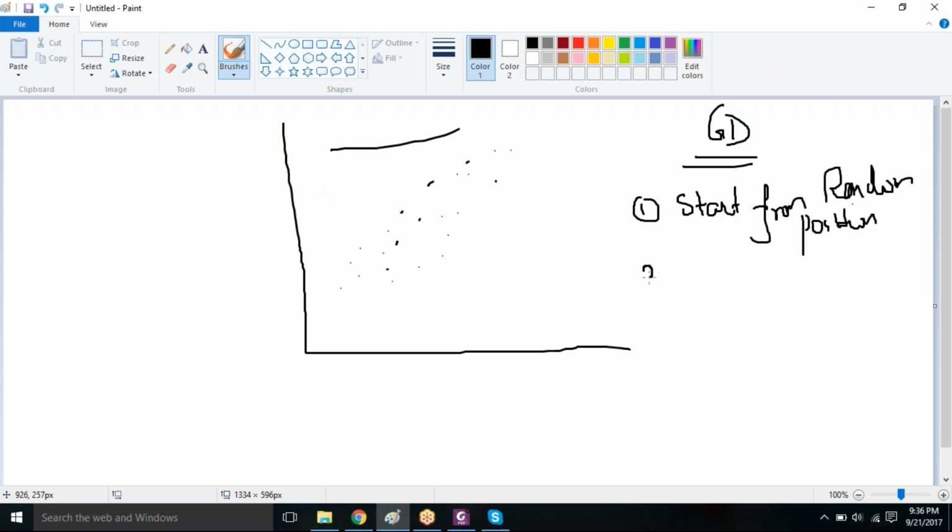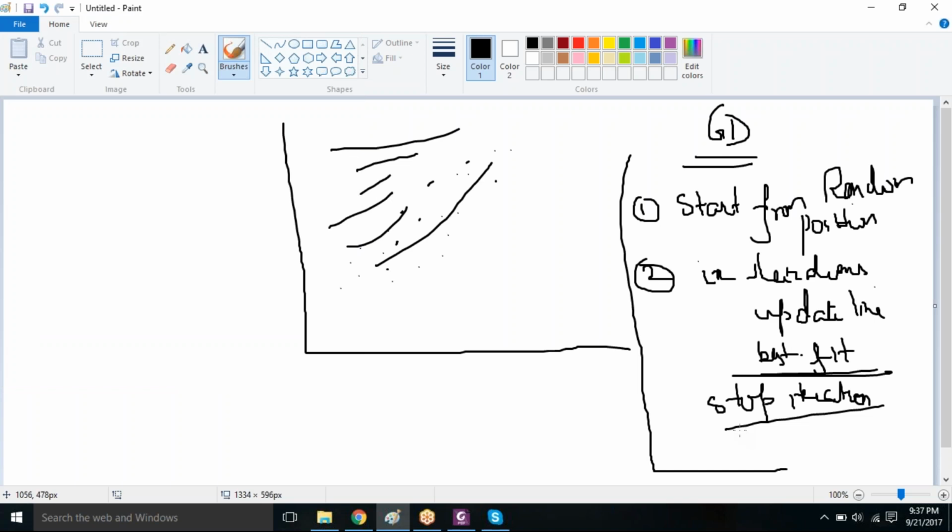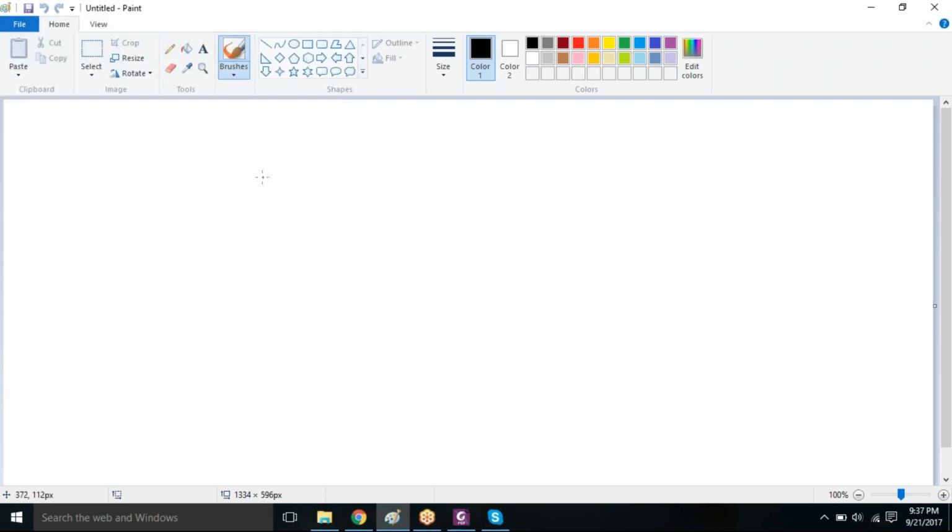Then second, it says iteratively, in iterations, so here you are basically putting a for loop, update your line. In each iteration, just move towards the best fit, and when you reach the best fit, you stop your iteration. This is the general procedure to go, and what I have told you right now is very vaguely defined. I am giving you the overview. I will come to the mathematics now.